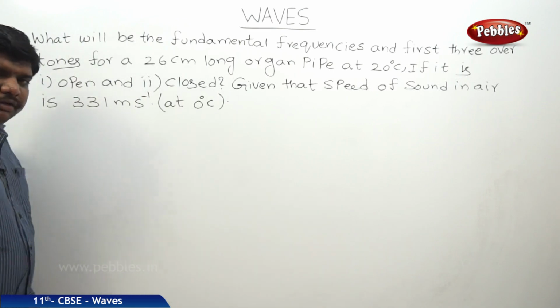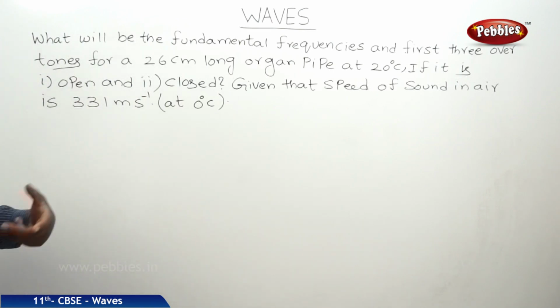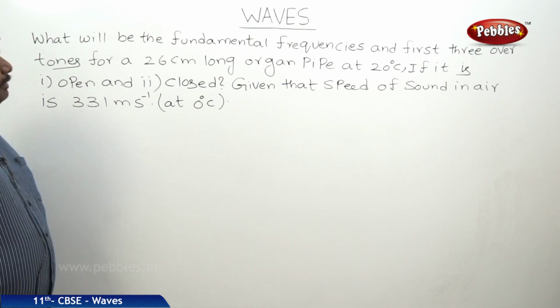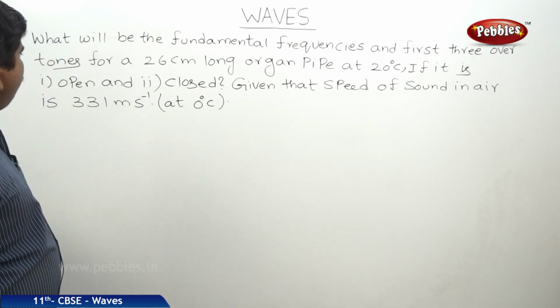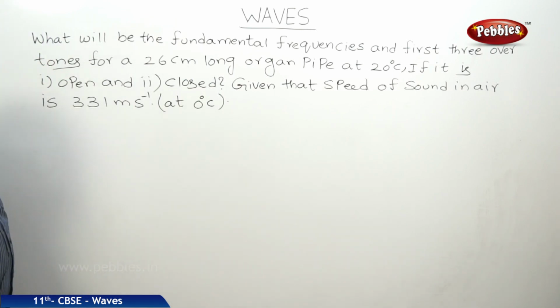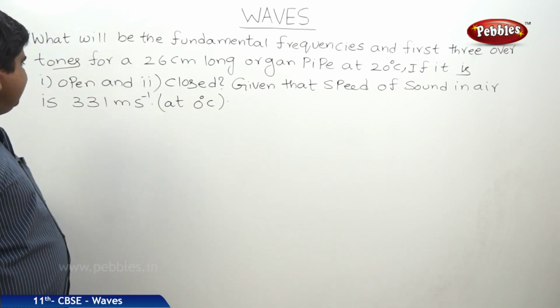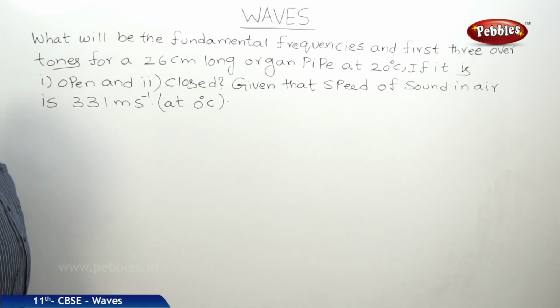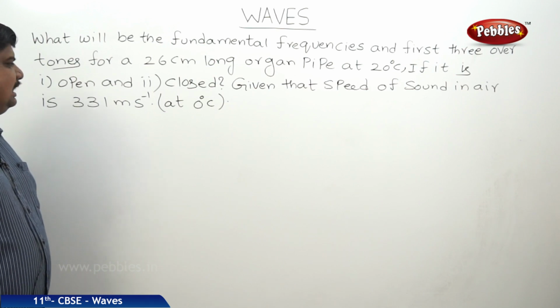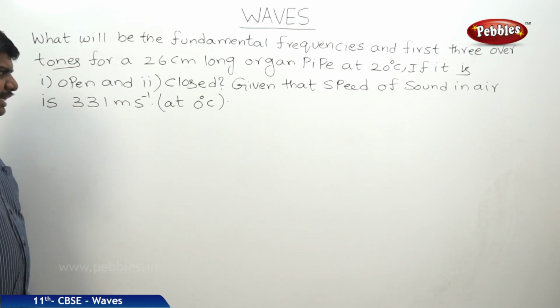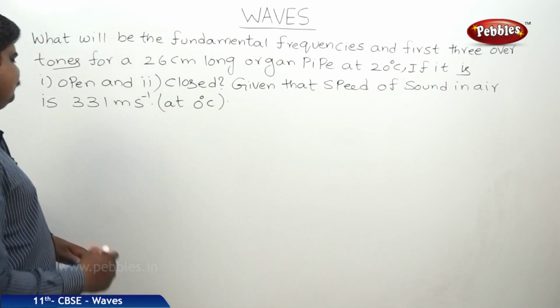So this is the numerical which is based on the concept of fundamental modes of vibrations in open pipes and closed pipes. The question is, what will be the fundamental frequencies of the first 3 overtones for a 26 centimeter long organ pipe at 20 degrees Celsius if it is open and closed, given that the speed of sound in air is 331 meters per second at 0 degrees Celsius.